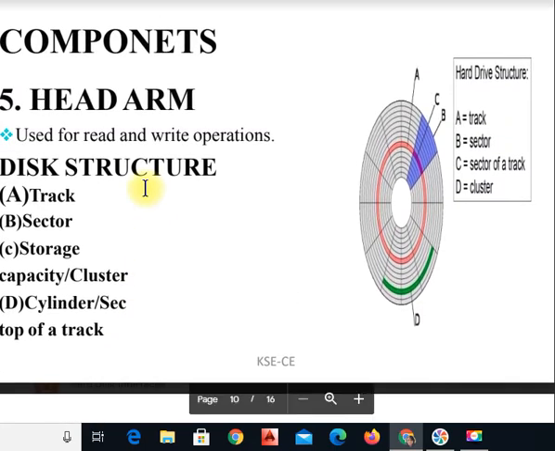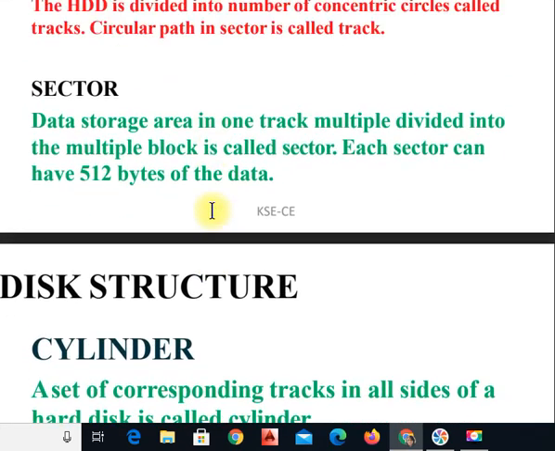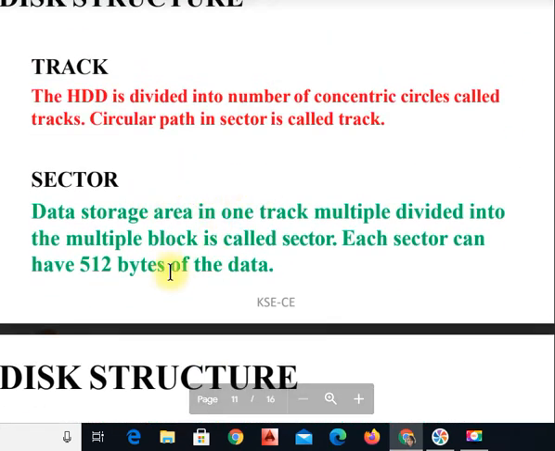Okay, so first, what is a track? It means there are multiple circles in the individual disk. This circle indicates a track, and multiple tracks are divided into small portions, which indicate a sector, otherwise sector of track. Okay, and the data will be stored in this portion, in this sector. These are all the definitions of track and sector. So it is a basic definition about the track.